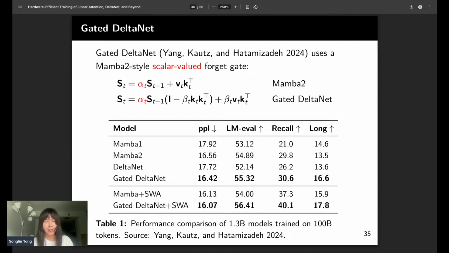Finally, I want to briefly mention the gated DeltaNet, which is my last year's ICLR work. I combined the Mamba2 gating mechanism and the DeltaNet transition matrix into a single update rule, the so-called gated delta update rule. And this combination can further improve the DeltaNet by a large margin.